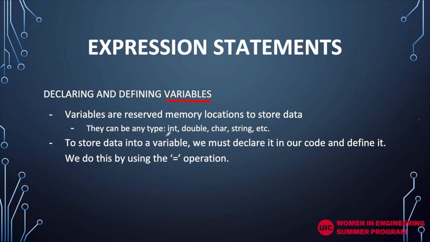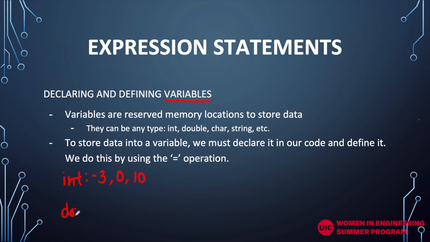They could also be of any type, so that could be an int, double, char, string, and there's plenty more, but these are the most common ones that we use when coding. An int is basically any whole number, so that could be any negative number, let's say -3, or it could be 0, or any positive number, let's say 10.